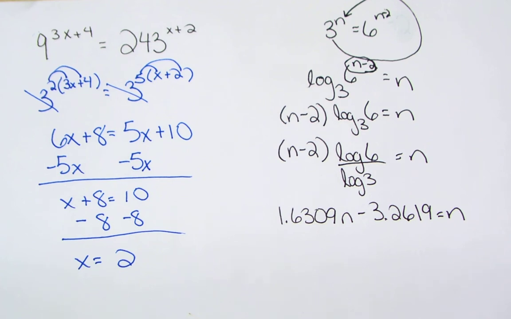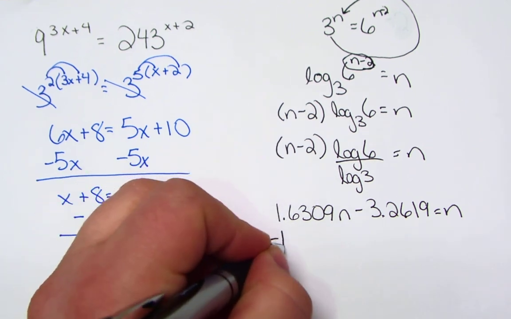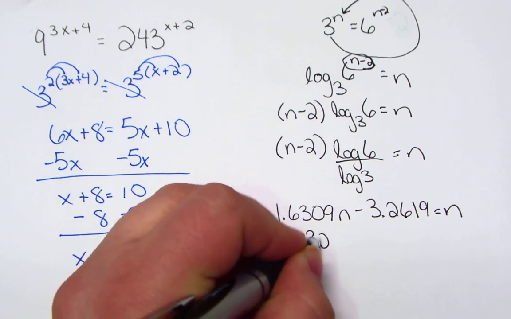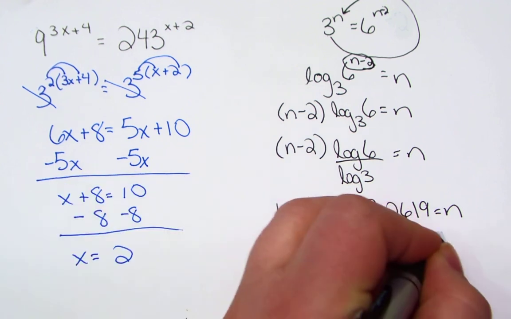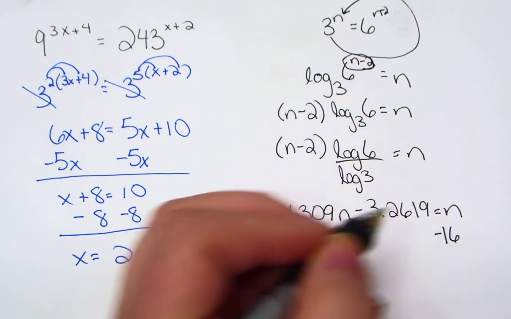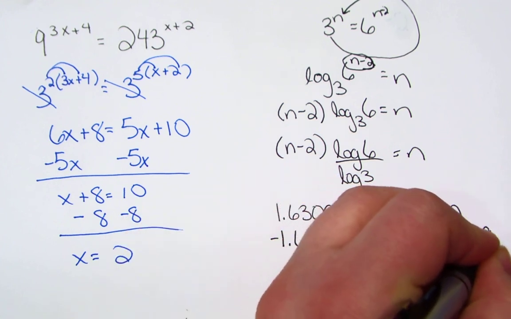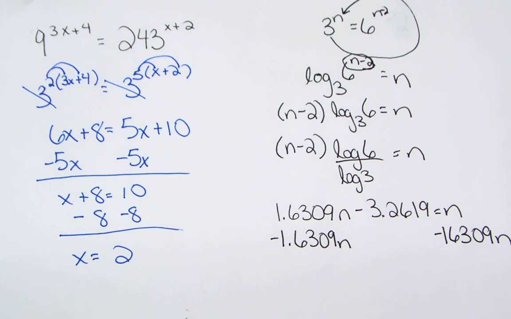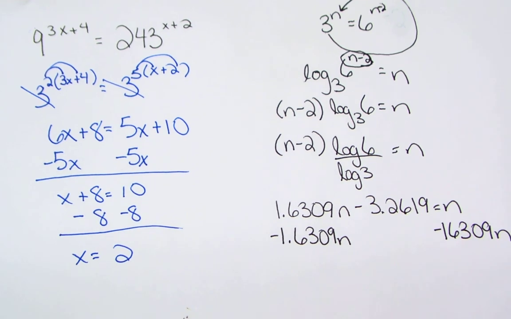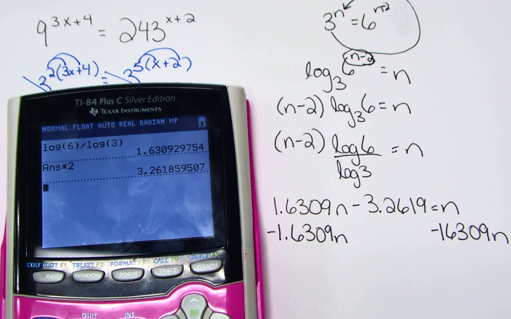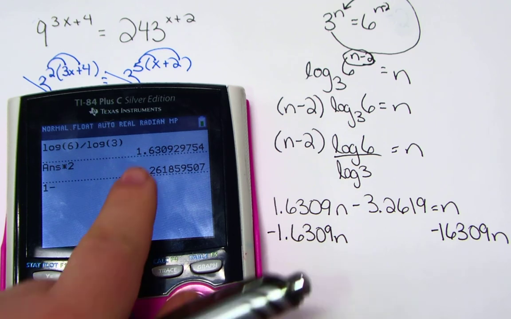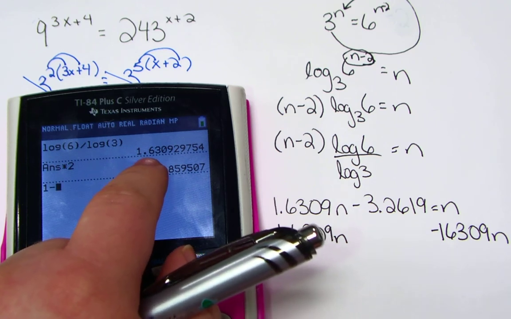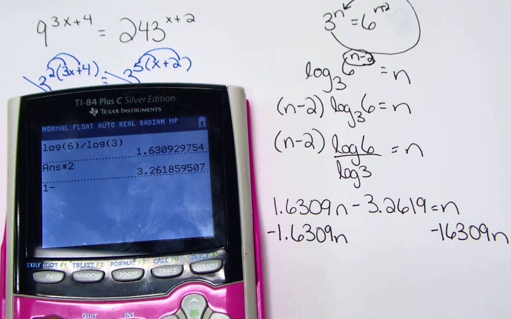Now I need to get my n's on the same side. Now you've kept both of these numbers ideally in your calculator because you don't want to have a rounding error. We try not to use rounded numbers for our calculations. So in my calculator, I'm going to do 1 minus this number up here. Now, we talked about how to store this number, or if you need to, you can just retype the log of 6 divided by log of 3.